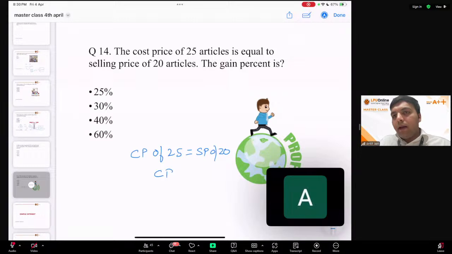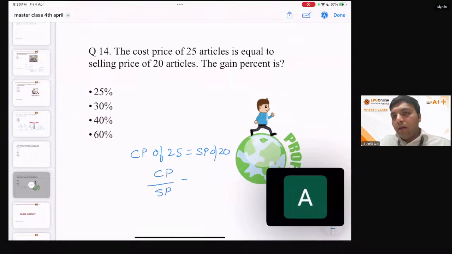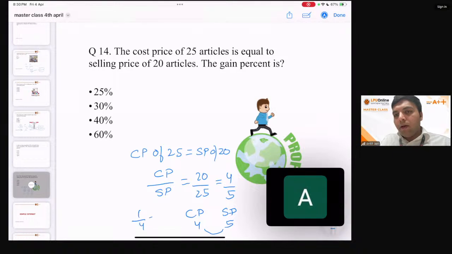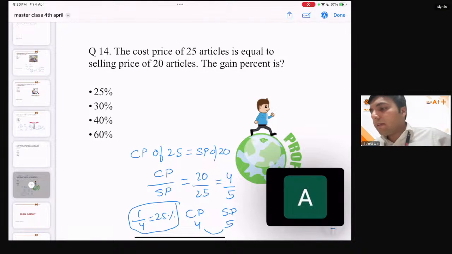Or we can write CP by SP is 20 by 25, which is 4 by 5. If CP is 4, SP is 5. What is the gain? The gain is 1 rupee on 4. 1 by 4 is 25%. Answer is 25%.